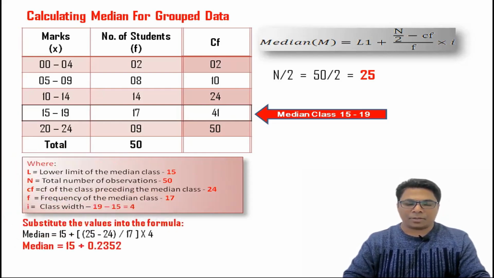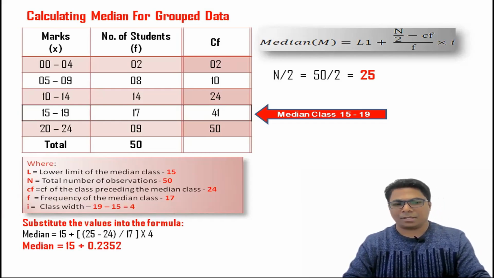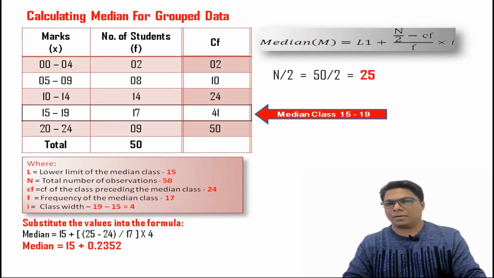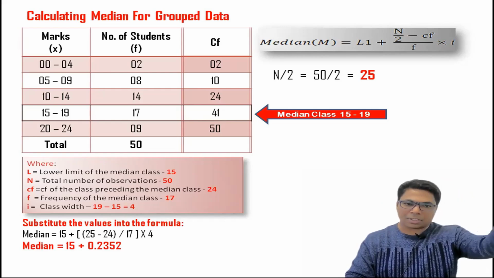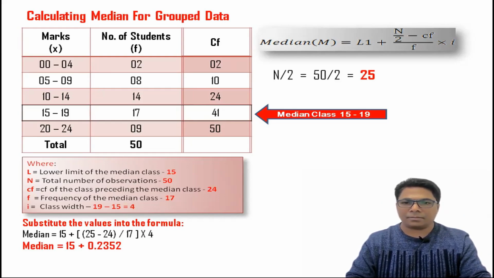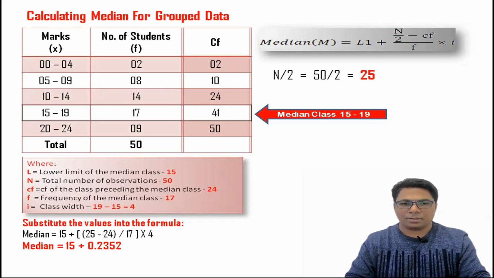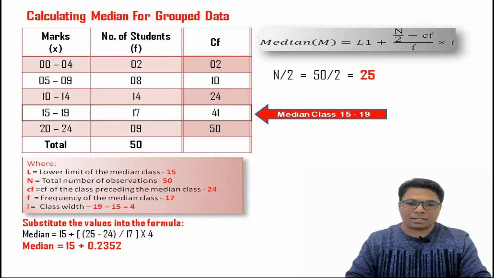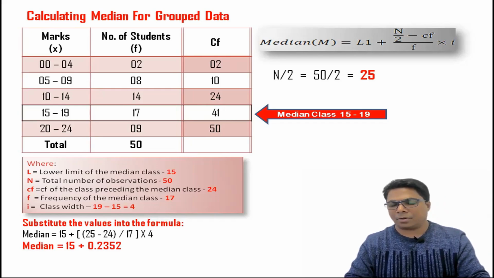So when you put all the values in the formula, L is 15 plus N over 2 is 25, then CF is 24 divided by F is 17 times I. If you put it in the formula, you get your answer. But here the student should be very careful about adding or multiplying the observations. Addition should be done at the end. That's why you see the N value is added at the end. If you continue adding one after the other, it will be a wrong answer.